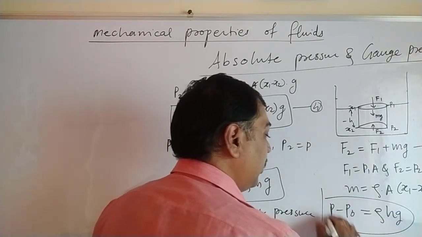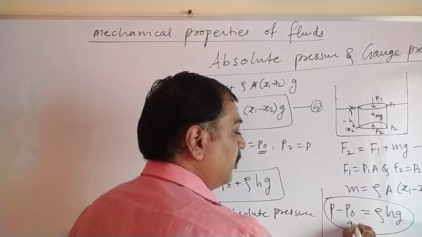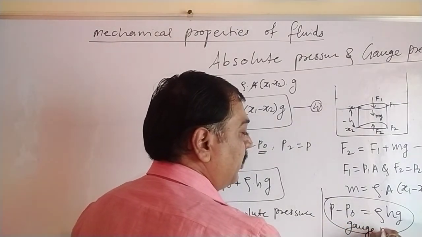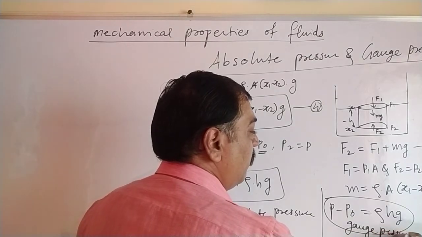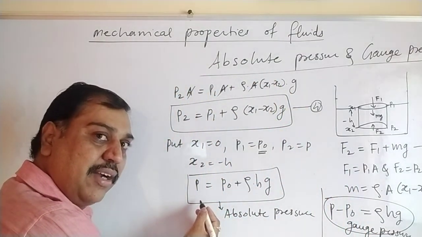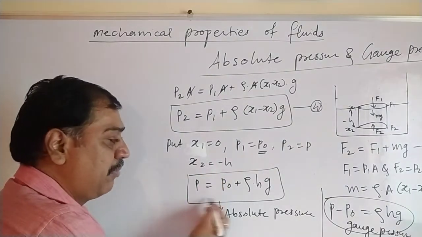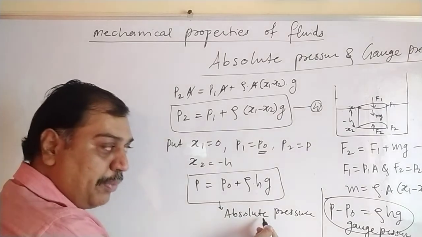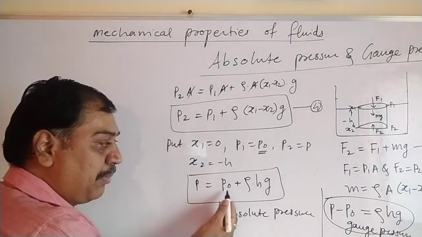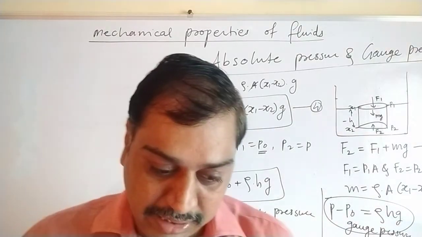And this equation gives what? Gauge pressure. It is said to be gauge pressure. And our topic is this. We have seen absolute pressure is this. Absolute pressure inside the liquid at a height minus h below the liquid is given by this equation, that is said to be absolute pressure. And absolute pressure minus atmospheric pressure gives the gauge pressure. Same thing they have done.